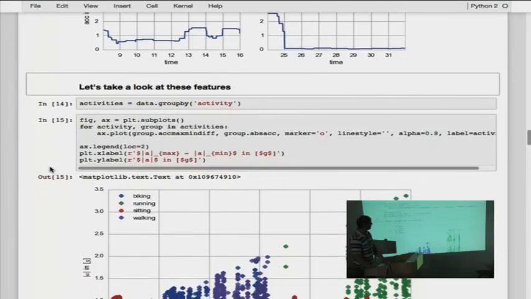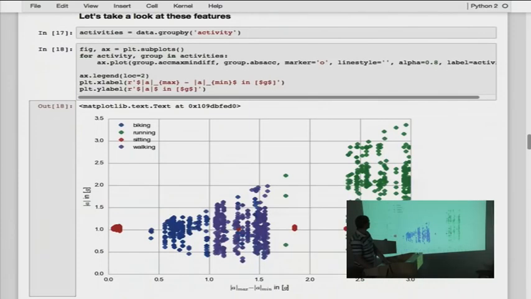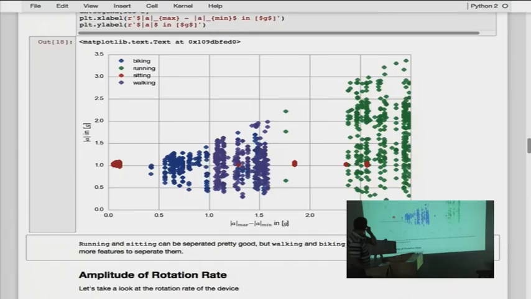So if we take a look at these features in a scatterplot, it's looking like this. Here you have sitting, meaning absolute acceleration of 1g and nearly no difference, no variance of the acceleration. And the green one is running. But walking and biking are in the middle, and you can't separate running and walking with this feature.